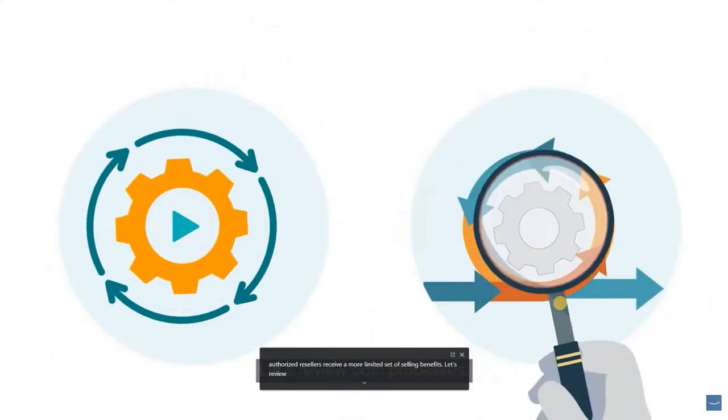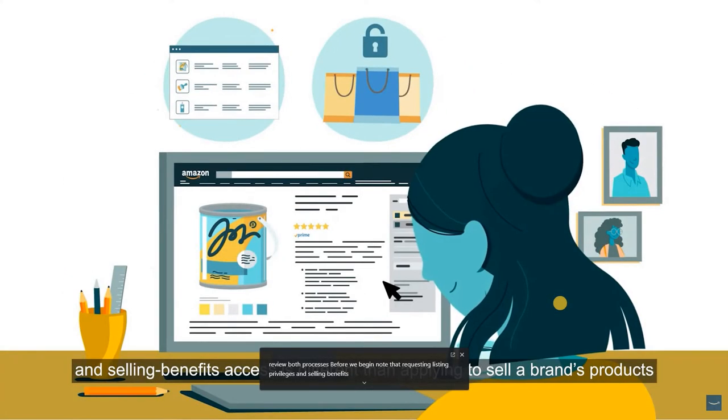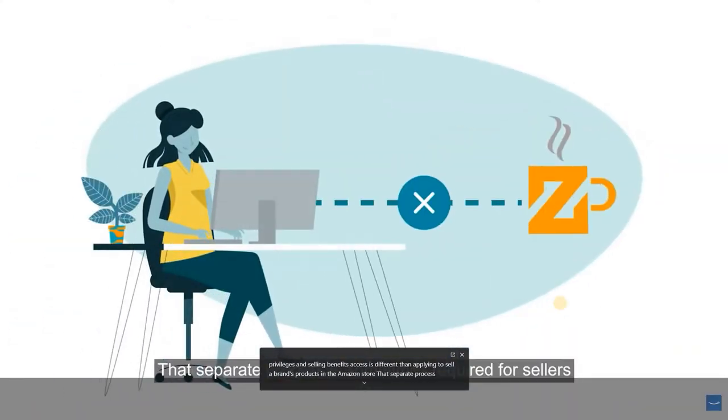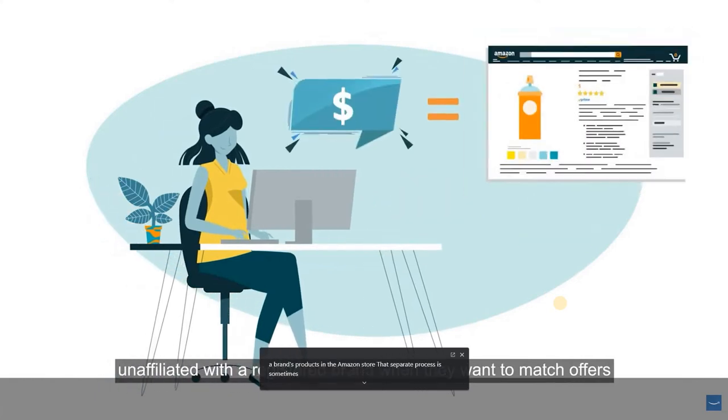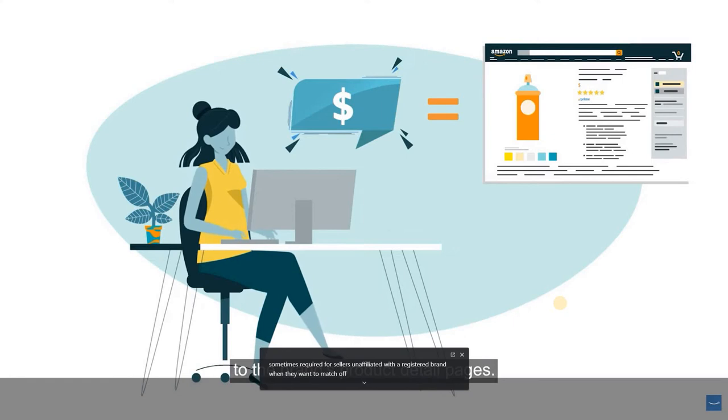Let's review both processes. Before we begin, note that requesting listing privileges and selling benefits access is different than applying to sell a brand's products in the Amazon store. That separate process is sometimes required for sellers unaffiliated with a registered brand when they want to match offers to the brand's product detail pages.